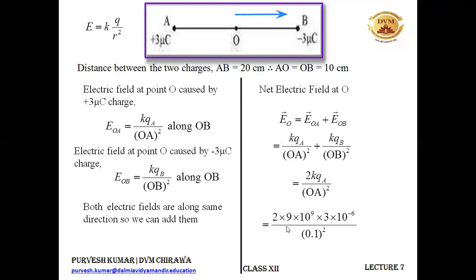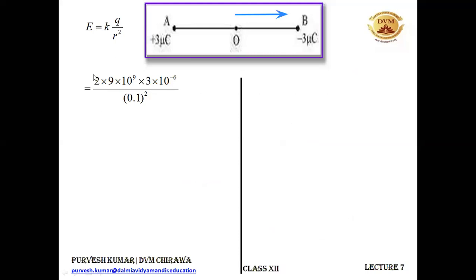When you solve it out, this was the expression that I've got. 2 multiplied by 9 into 10 to the power 9 multiplied by 3 into 10 to the power minus 6 divided by 0.1 square. And when you further solve it out, this was the previous expression. In this slide, I have just written it again. When you solve it out, you will be getting 5.4 multiplied by 10 to the power 6 Newton per Coulomb along OB. The direction of the net electric field is along this direction only.